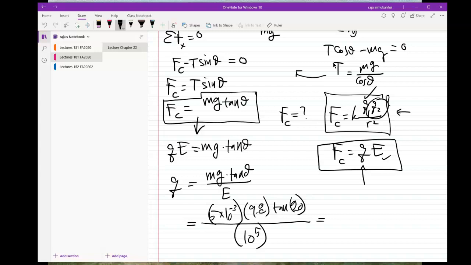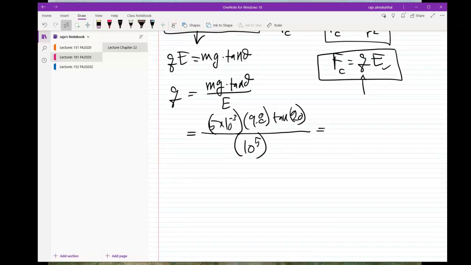Let me calculate that. I don't have it in my notes, this problem. So it's going to be tangent 20 times 9.8 times 5 times 10 to the negative 3, divided by 10 to the 5th, which is 100,000.